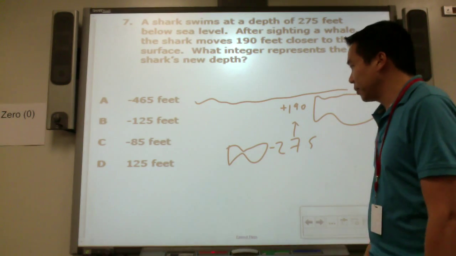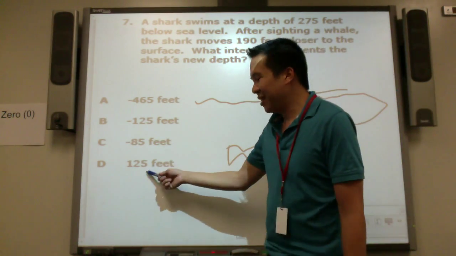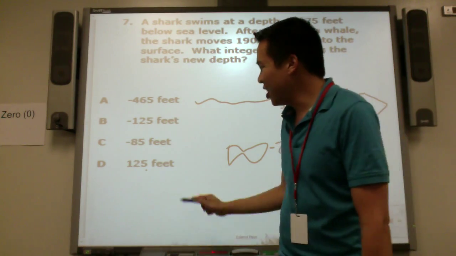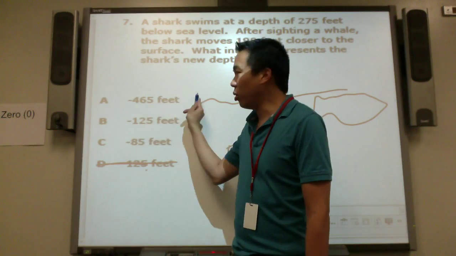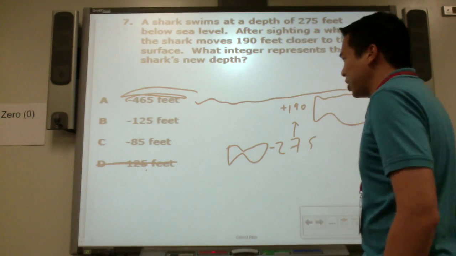Well, first of all, think about it. Is it above the ocean, above the sea level? No. It still lives in the water. It's going up, so is it going to go lower? No. So it's either B or C.